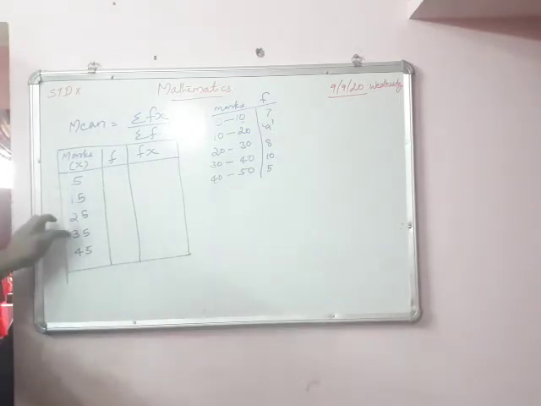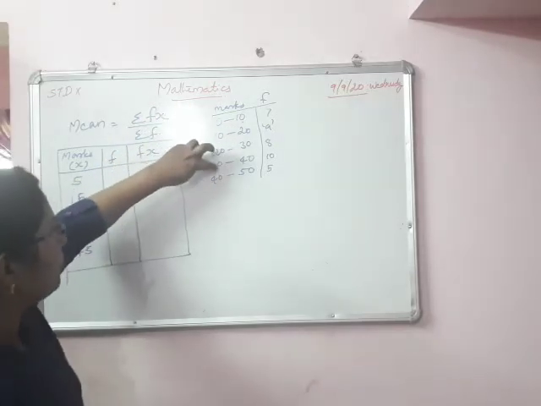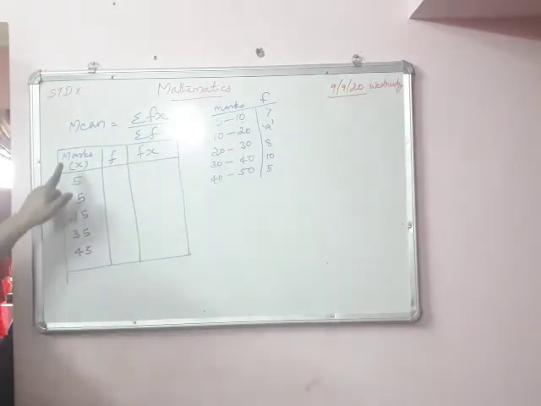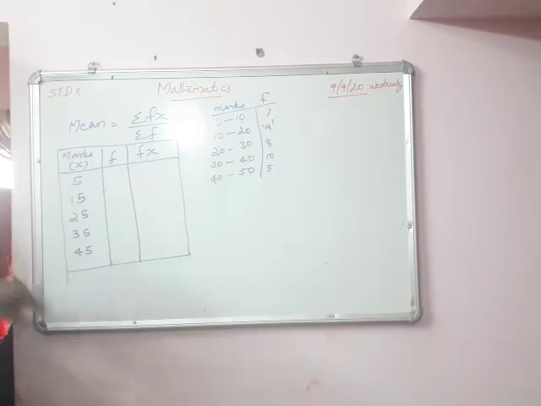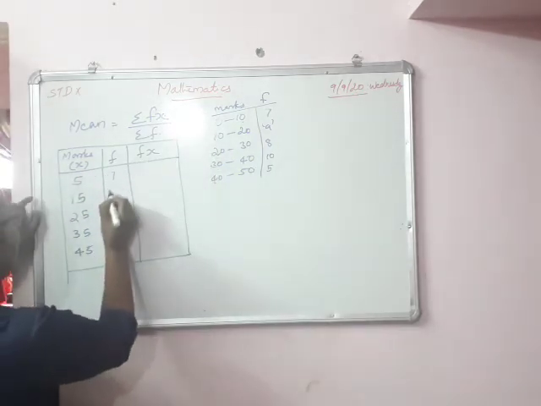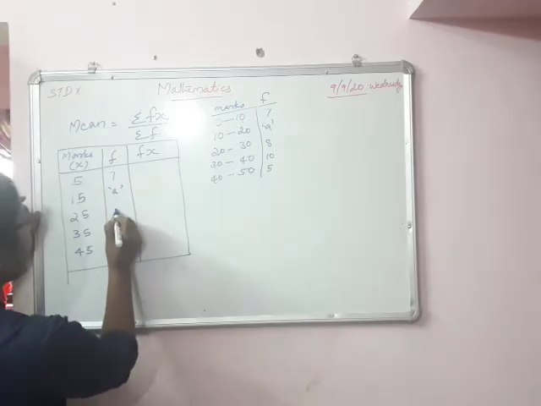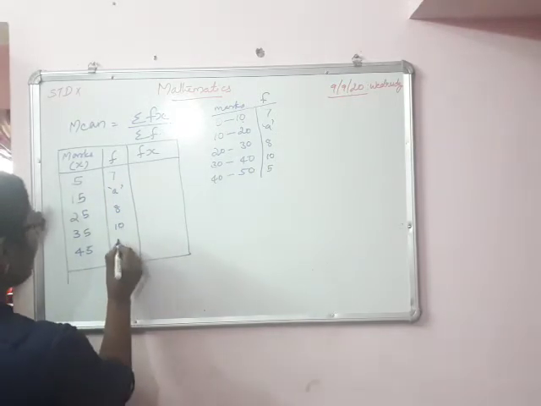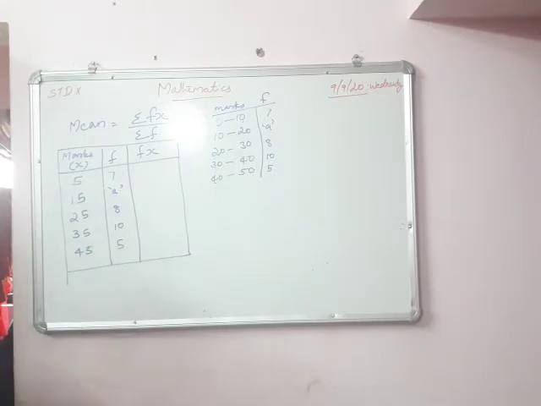1, 2, 3, 4, 5: five intervals are there. That is x, the midpoint. Don't forget, it is very important. Then frequency: there is no change in the frequency. 7, A, 8, 10, 5. Then next fx. Fx means f into x.